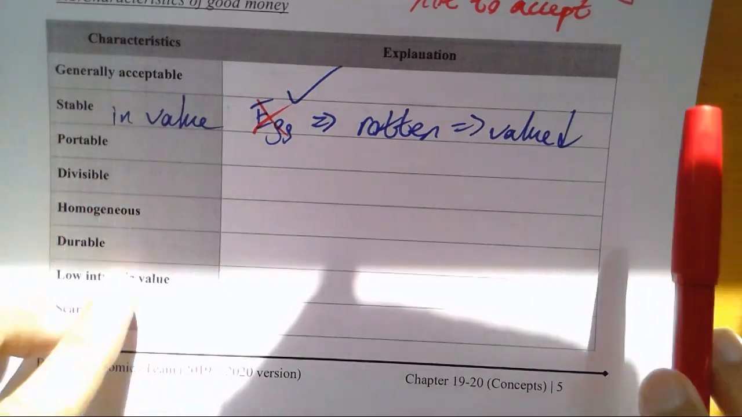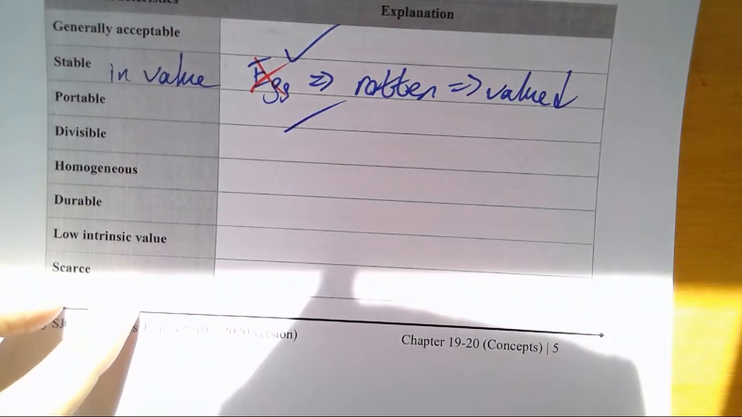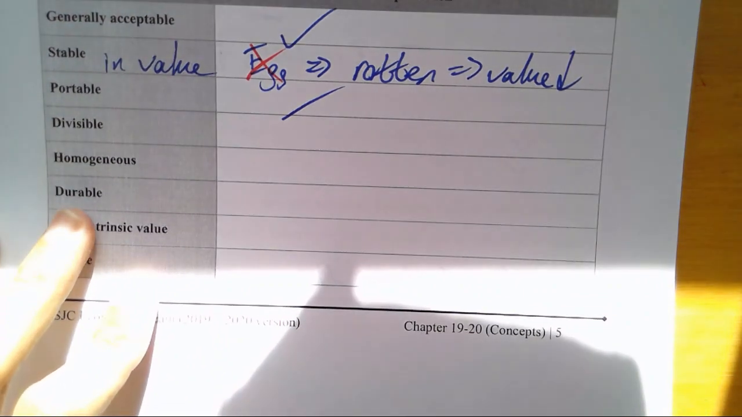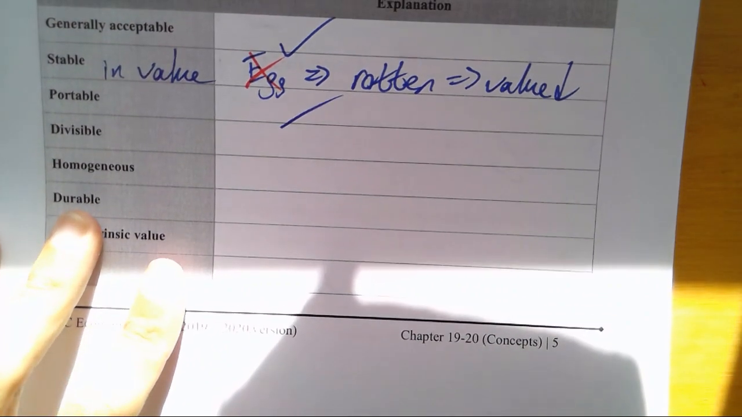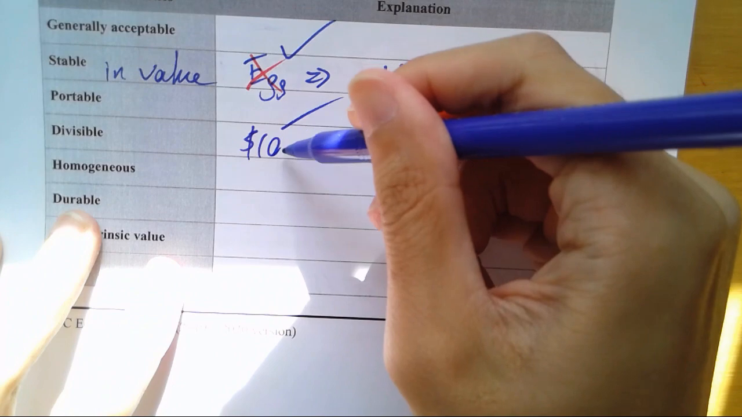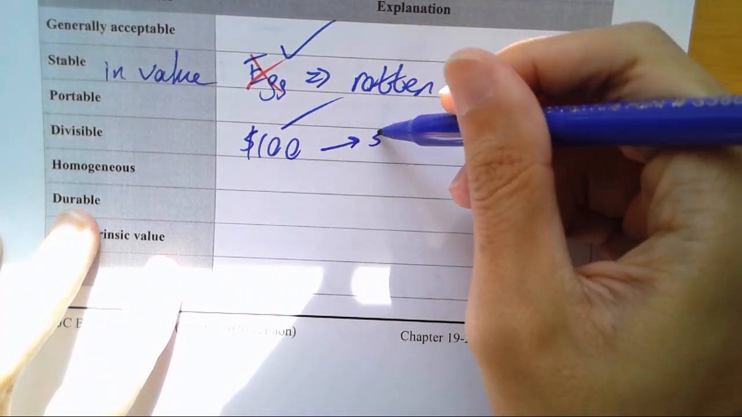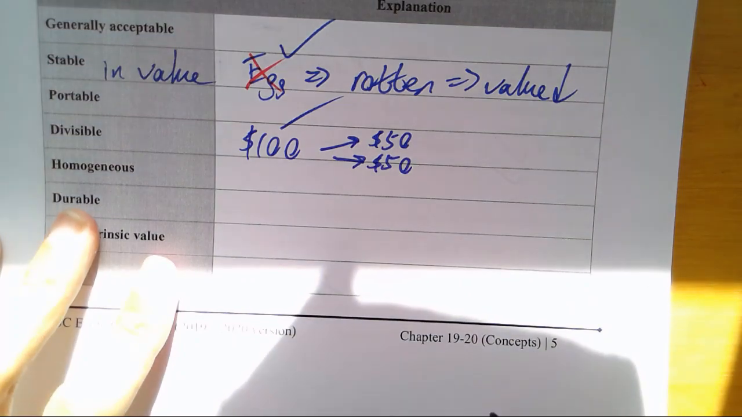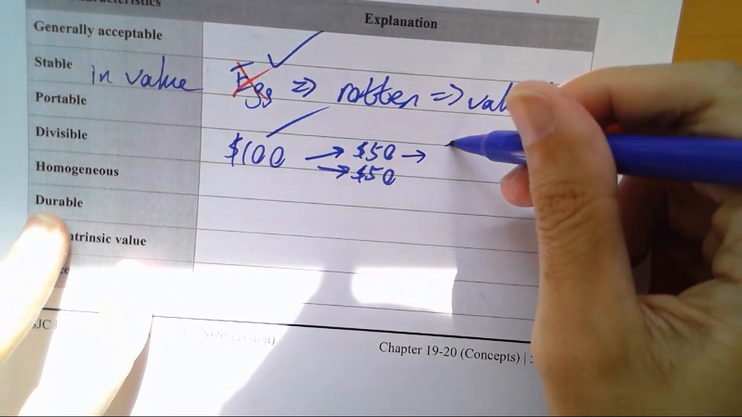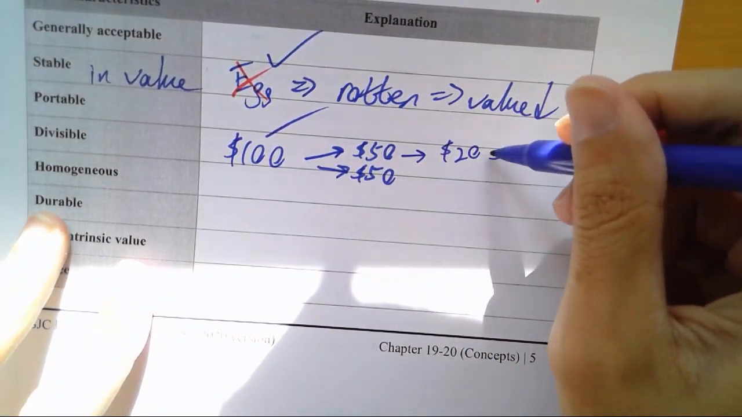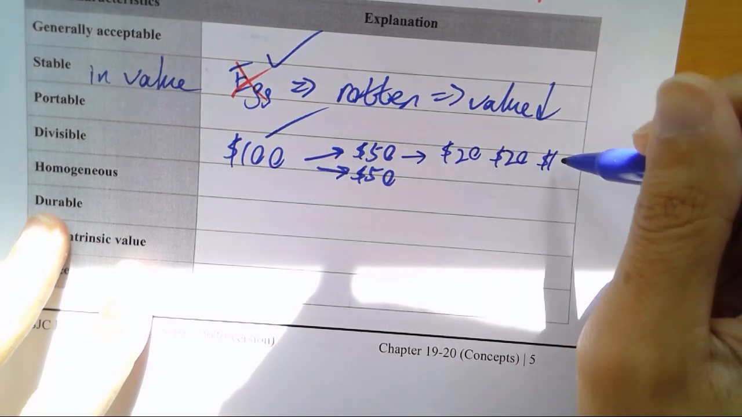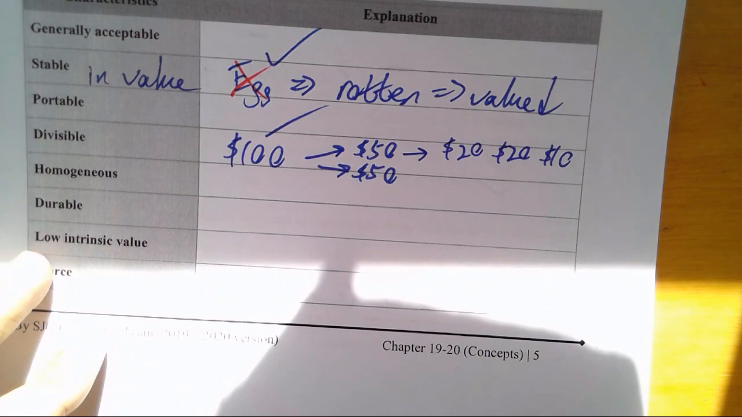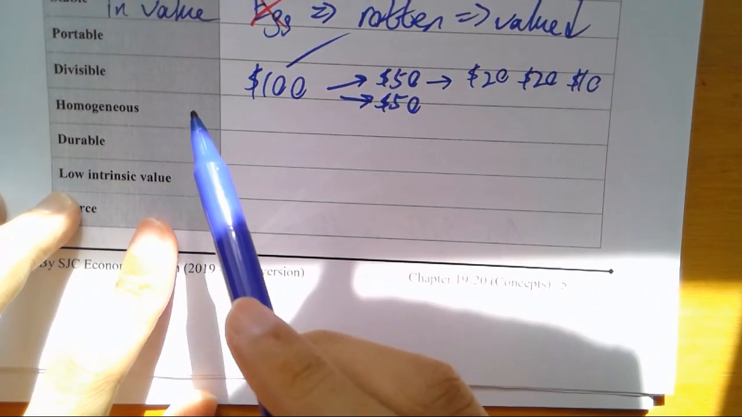Okay, now portable, 唔解，唉，費事解啦。Divisible, it means it should be easily broken down into different values. Let's say $100. You can easily break down into two $50 banknotes. 好易啫嘛。This guy you can further break down into this with 3 banknotes, right? This is a good money, okay? Divisible, okay? Homogeneous, okay?